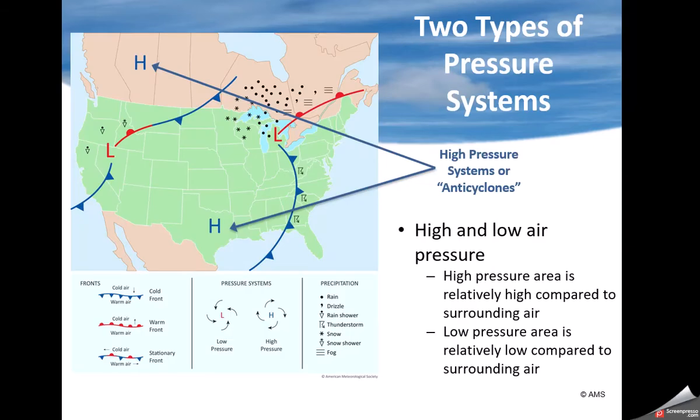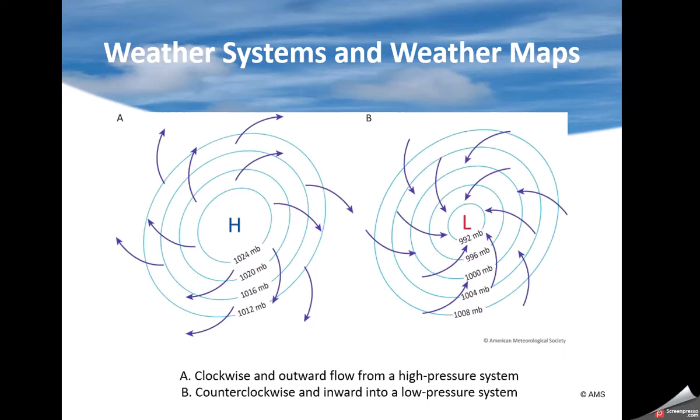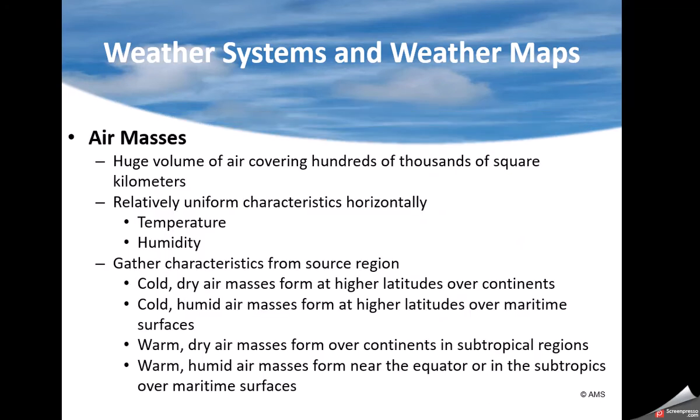There are a couple types of weather systems we can look at. Pressure systems, really, high and low pressures. We'll look a little bit more in depth at them as you go through the course. But highs are generally fair weather and the wind flows around them clockwise. Lows generally counterclockwise. And here you can see just a depiction of it, a high on your left and a low on the right.